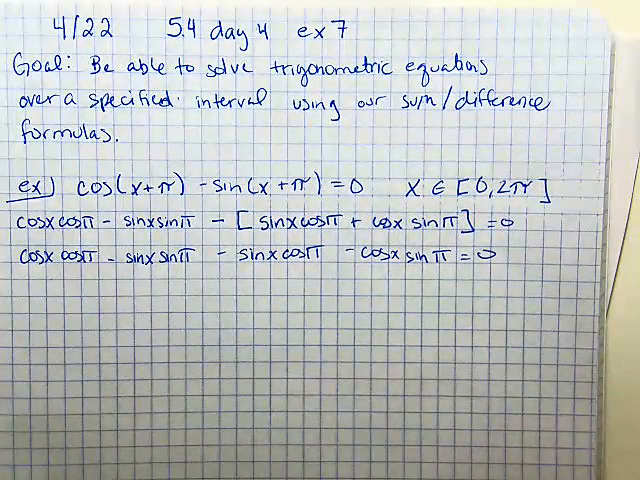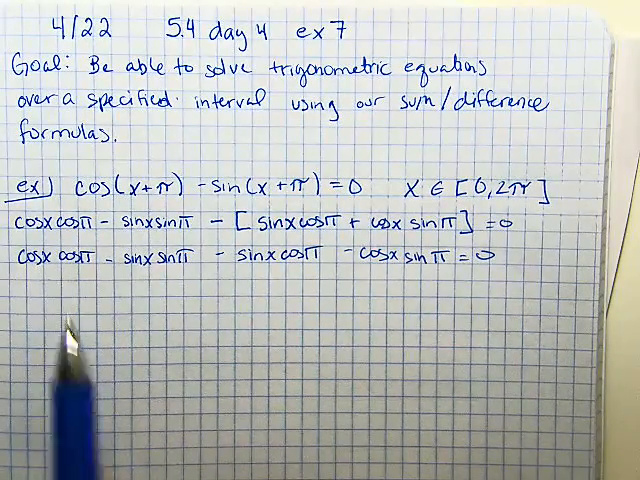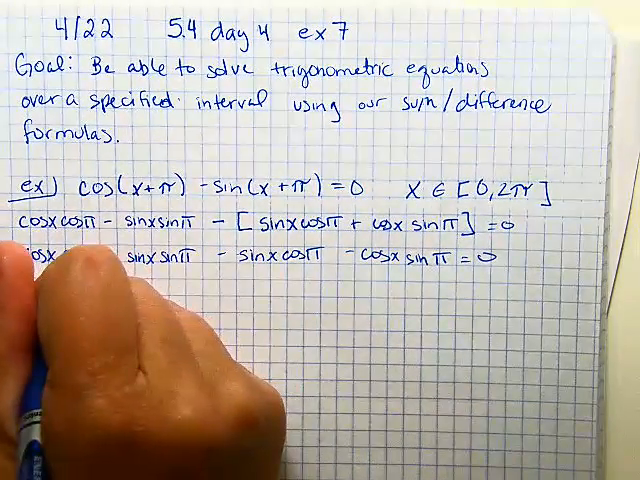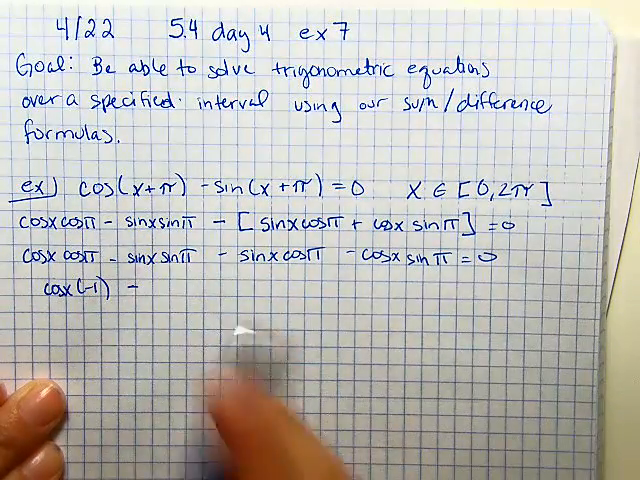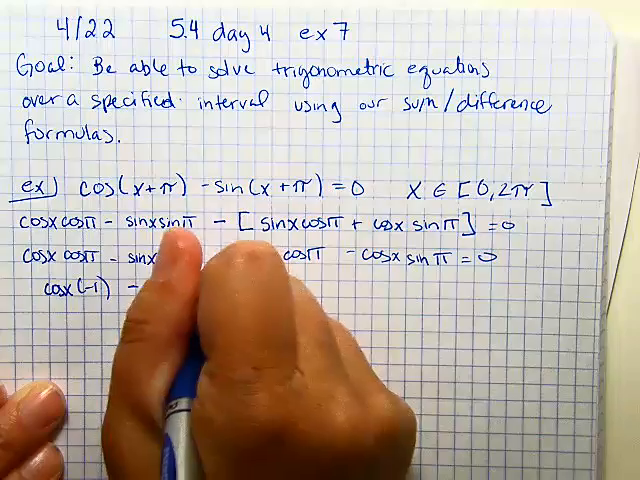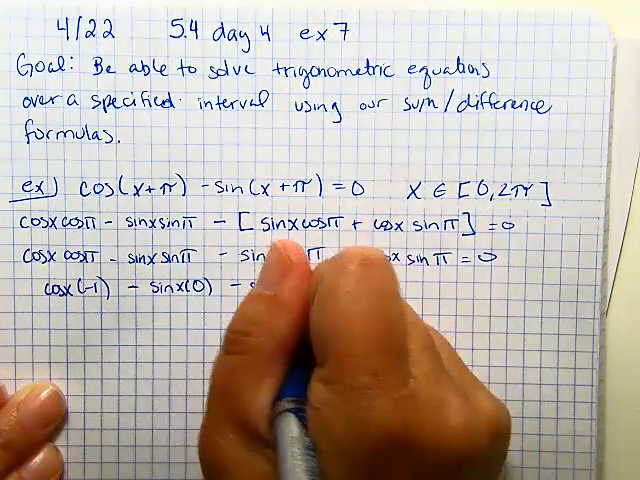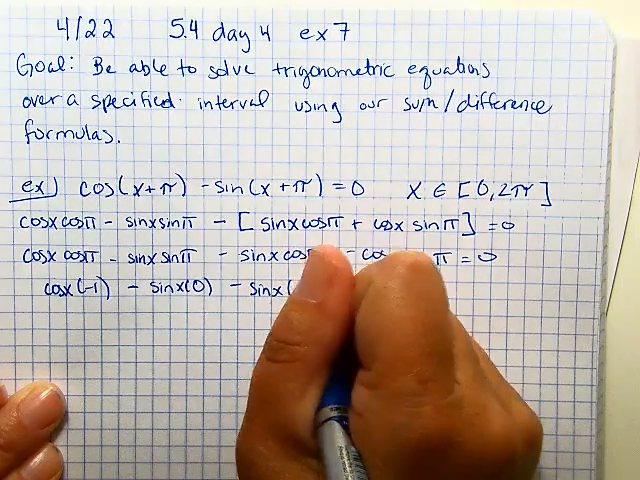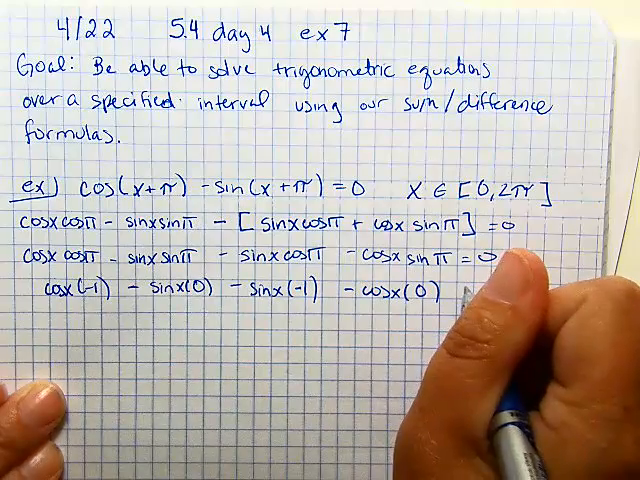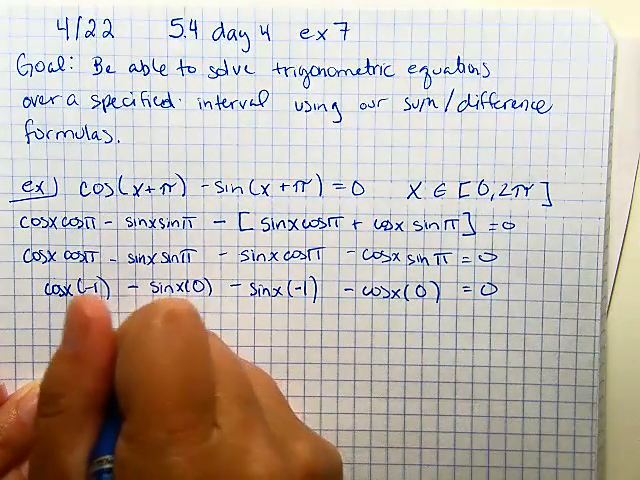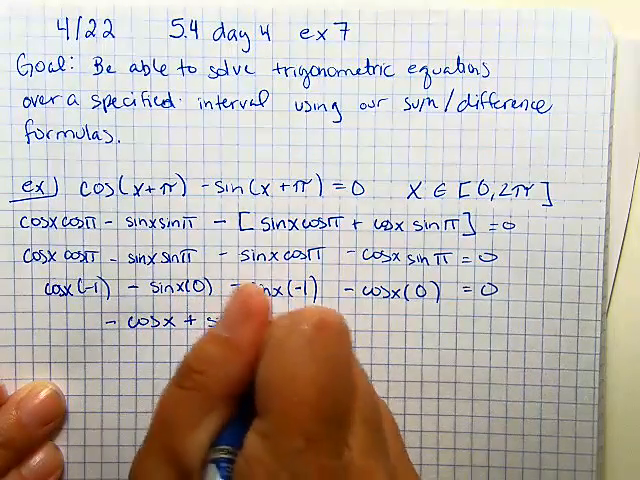Sometimes things cancel out. Not in this case. So now we need to unit circleize. So the cosine of pi, that's -1. So this becomes cosine of x times -1 minus, well, the sine of pi is 0. So this is going to go away. Sine of x times 0. And then this is minus sine of x times cosine of pi, we said it was -1, and then we said this one will probably go away. Cosine of x times 0. So we get negative cosine x plus sine x equals 0.